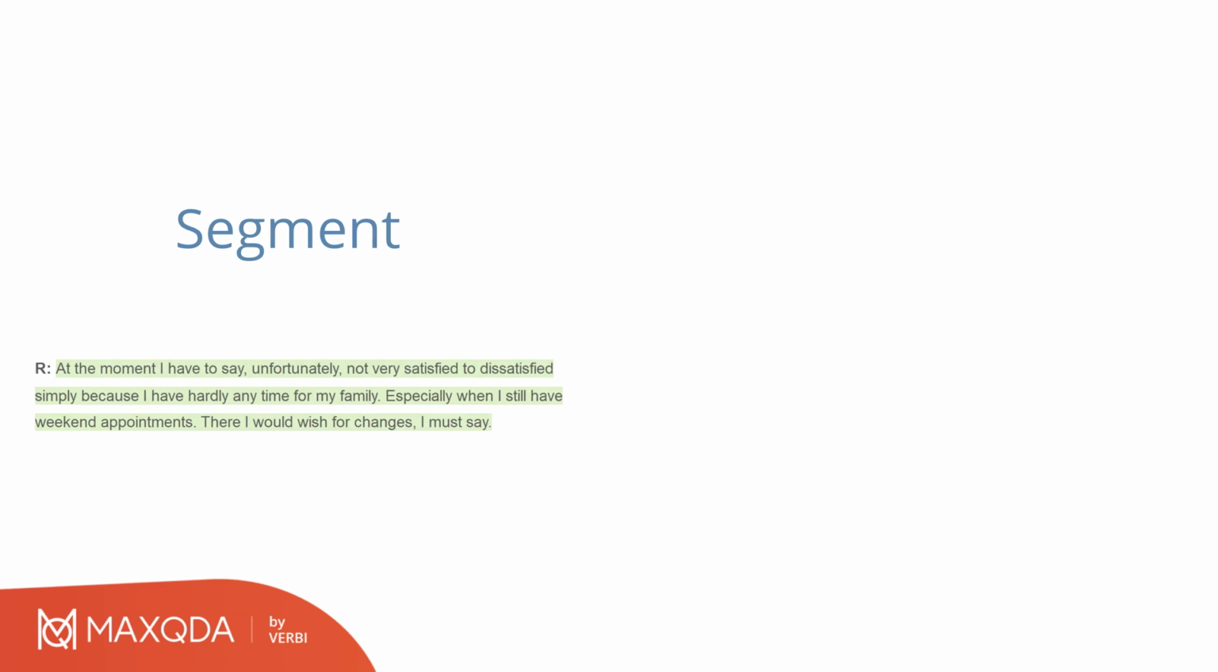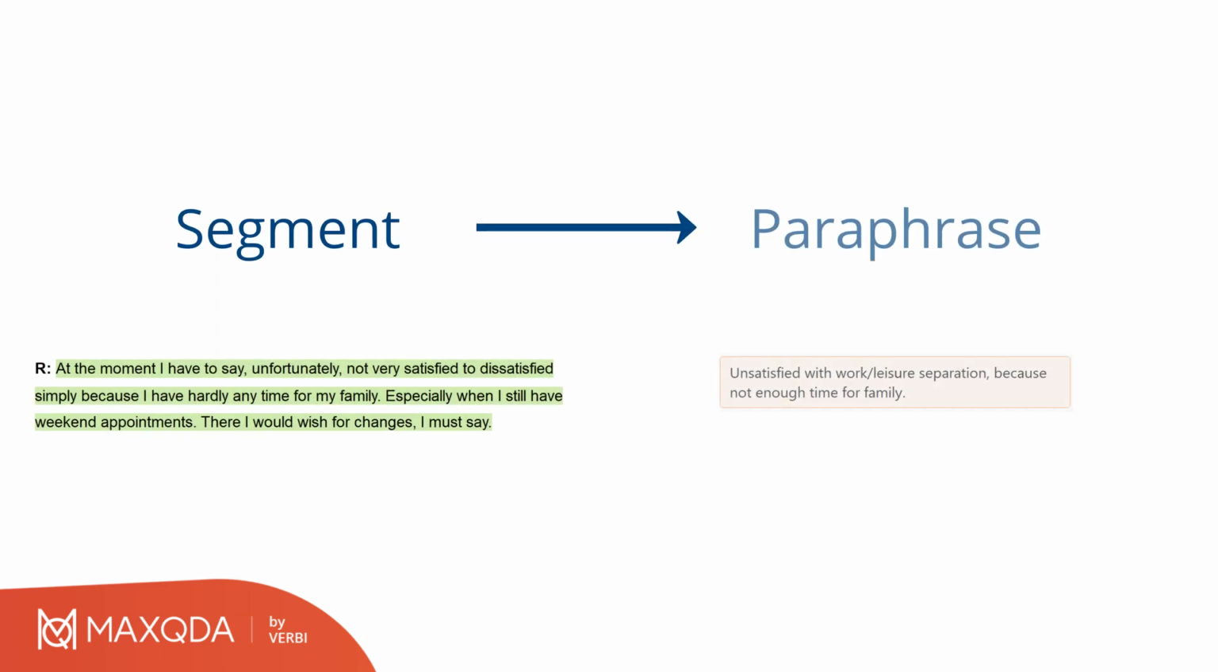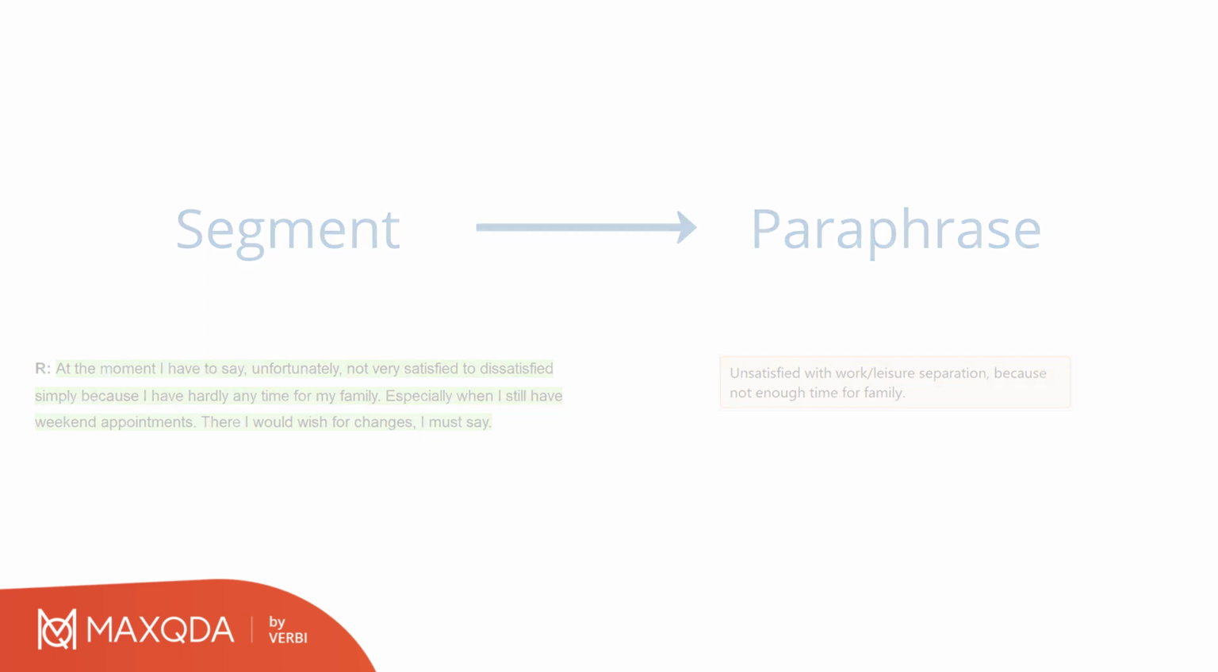In this video tutorial, we will take a look at how to summarize segments from texts and media files using the paraphrase function in MAXQDA. In paraphrases, we can summarize individual sections of the data material in our own words. This way, we can use paraphrases to open up our data material and lay a foundation for the creation of inductive categories.